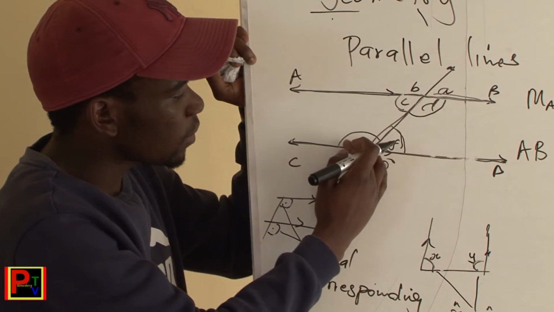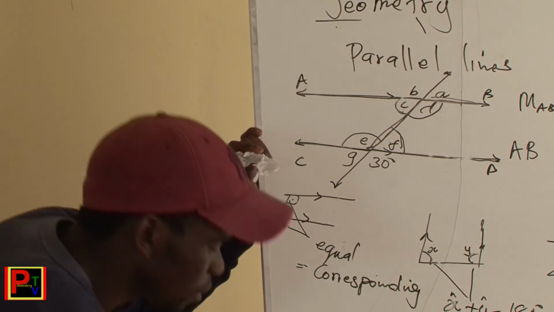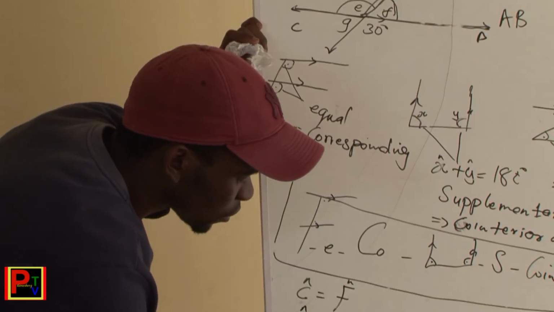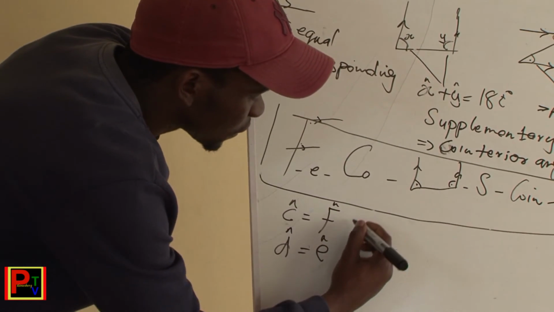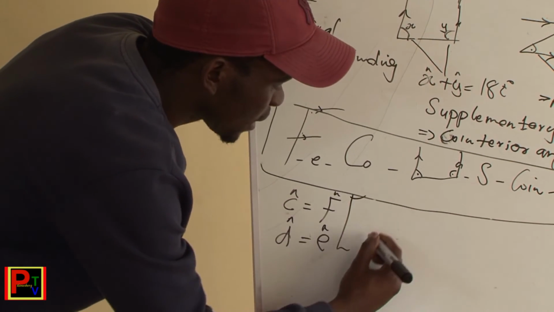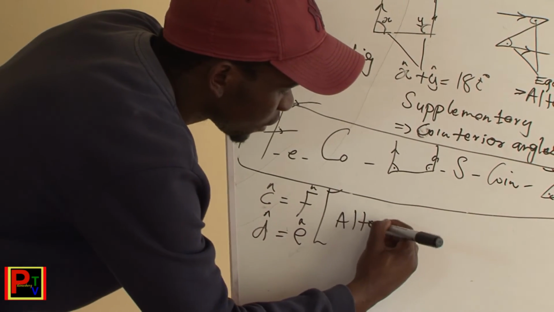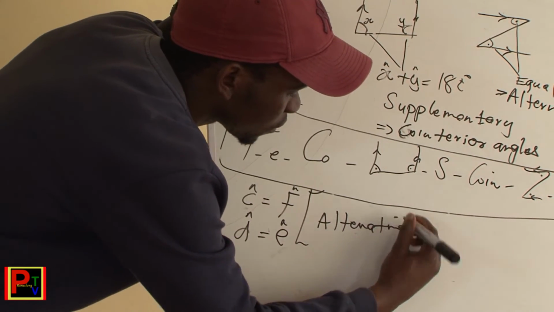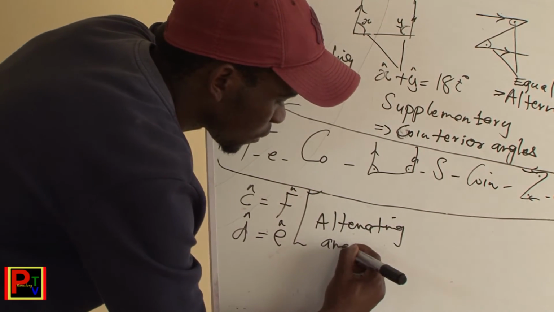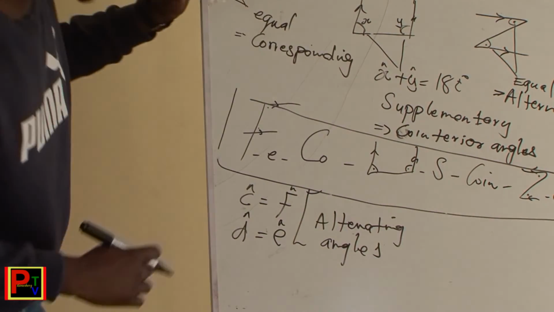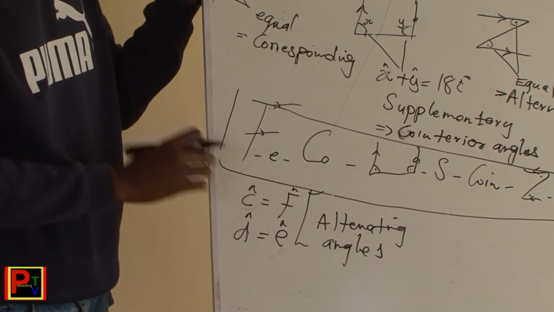Angle D is equal to angle E. Now the reason for this is they are alternating angles. And alternating angles are equal.